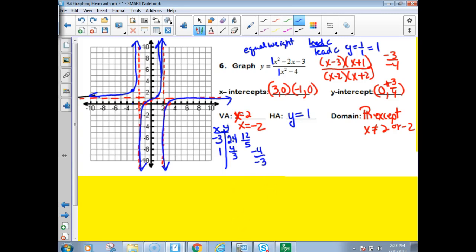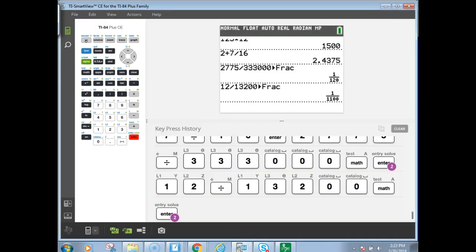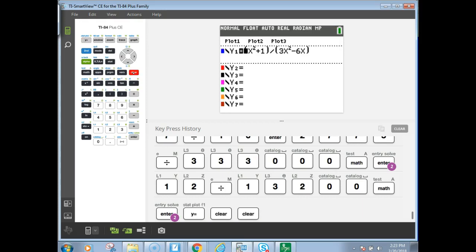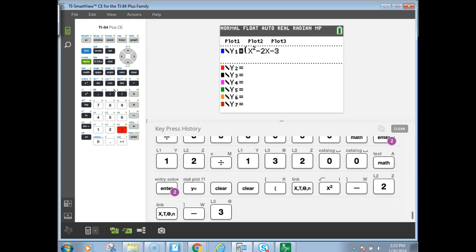It is doable. Want to verify. Let's go to y equals, clear, at least let you see it. Now, when you type these rational expressions in here, you've got to put parentheses in the numerators and denominators. I've forgotten what this equation was to begin with, but it was x squared minus 2x minus 3. Close the parentheses, then hit divide. Parenthesis, x squared minus 4.